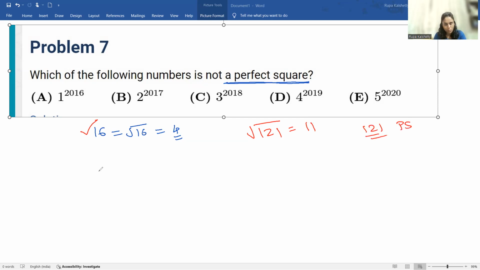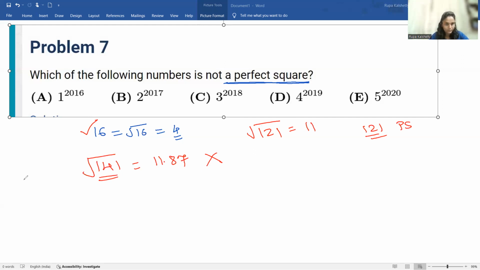Let's check if 141 is a perfect square or not. For that, you will take its root. The root of 141 is not a whole number, but some decimal, like 11.87. So we say that this is not a perfect square. So for any number to be a perfect square, its root should be a whole number. That's the rule.